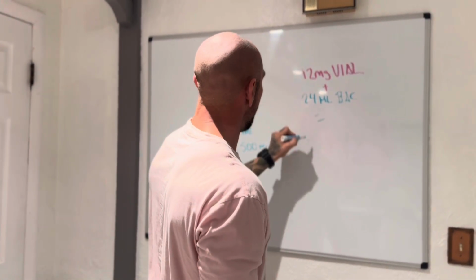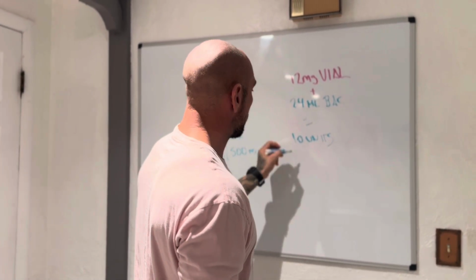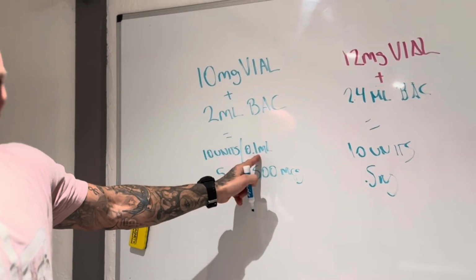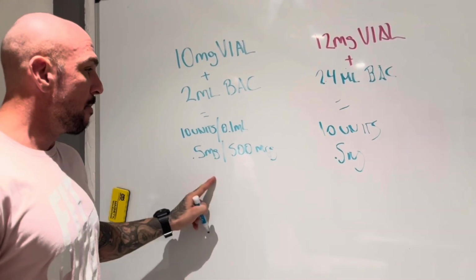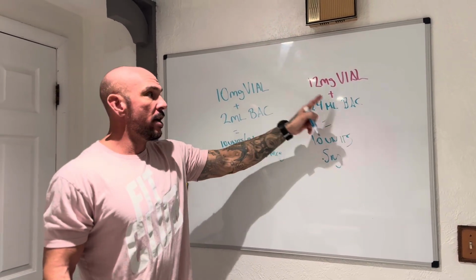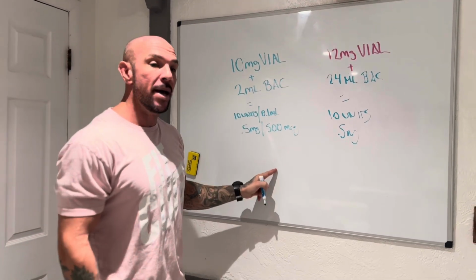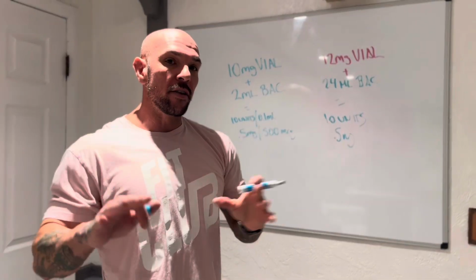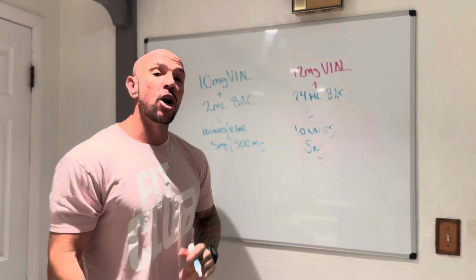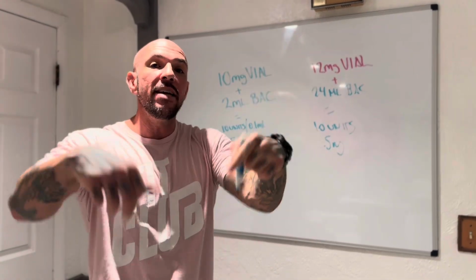So what's that going to do? That's going to do exactly what we have over here. The 10 units is going to give us 0.5 milligrams. Again, that 10 units is 0.1 ml, or 500 micrograms, 0.5 milligrams. So putting 2.4 milliliters of bacteriostatic water in your 12 milligram vial is going to give you the same dosing outcome as this. Remember that regardless of your vial size, it's just a mathematical equation when you are reconstituting your peptides.